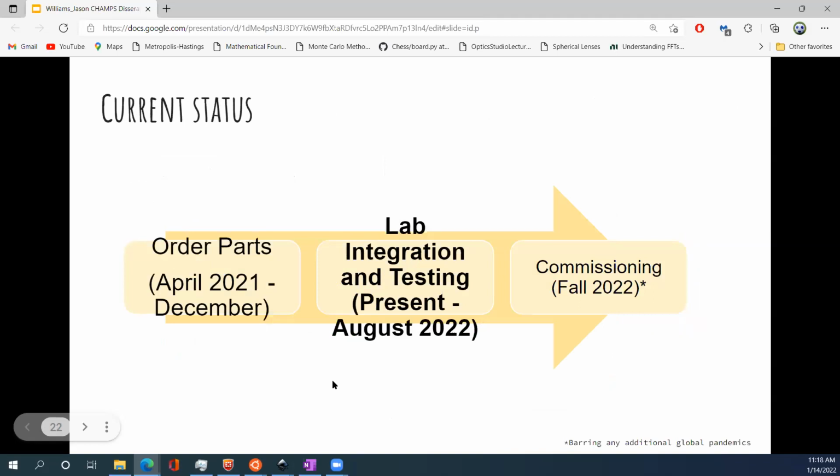Just a quick status update. We've ordered all the parts. That took place from April of last year to December of last year. Now we're currently in the lab integration and testing phase. We're currently manufacturing all the mounts. Our dewar is being produced by Universal Cryogenics and is on the way. We have the H2RG in possession, and we're still waiting on the optics and the prism. We plan to finish this phase out up until August of 2022, and then plan commissioning somewhere in late this year.